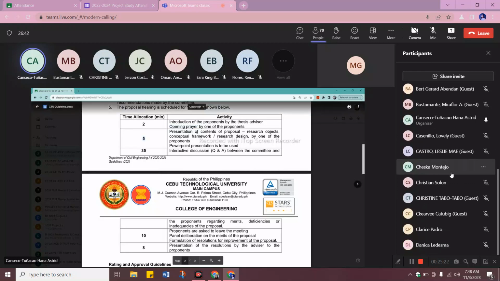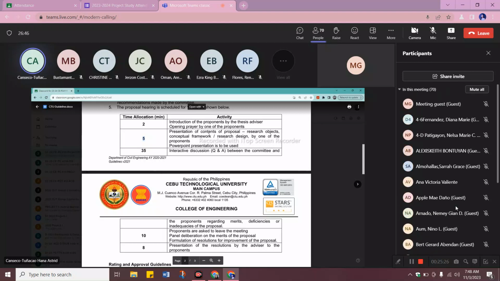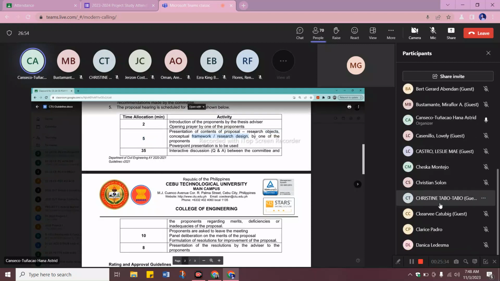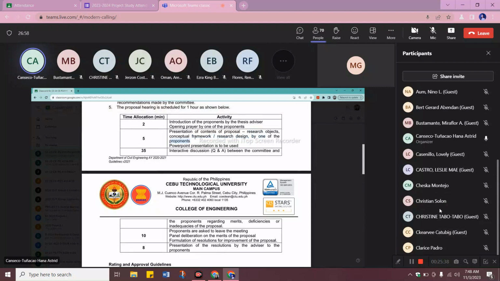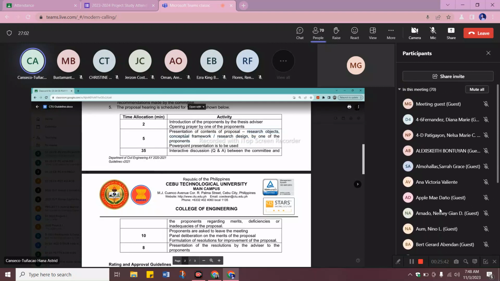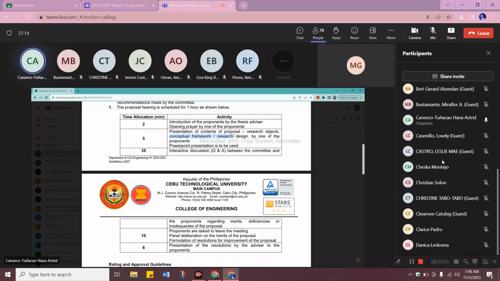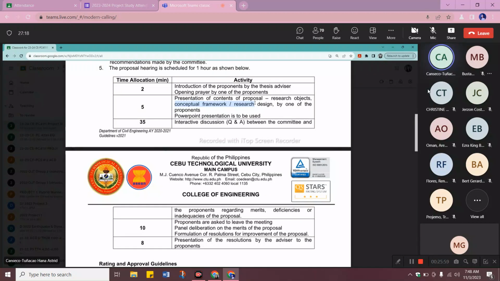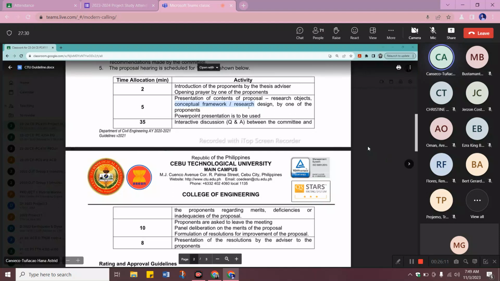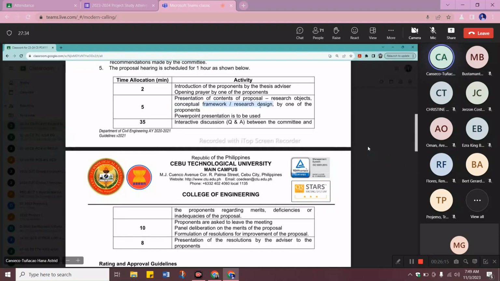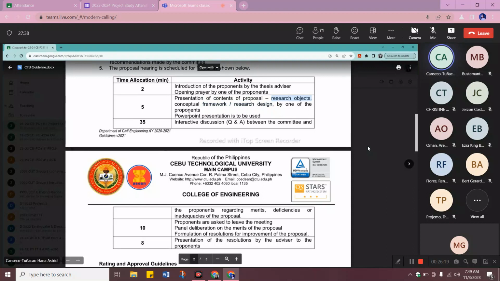We have 5 minutes presentation of the contents of the proposal. That is your objective, your framework or research design. And this shall be presented by only one of the proponents. So you will present the objective. And this conceptual framework and research design shall already include the introduction, a very brief introduction: the reason as to why the research was taken, the brief, significant background, or the importance of the research. Then followed by the methodology on how the objectives shall be answered.